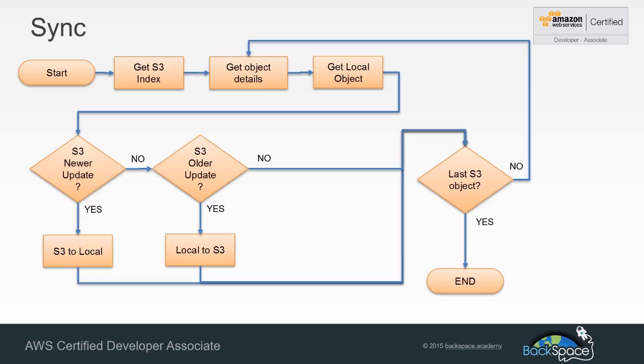If the S3 is a newer update, then we're going to transfer the object from S3 and copy that to local storage. If the S3 is an older update, then we're going to copy the local object to Amazon S3. And if it's neither, then we just keep going back around until we go through the entire list, until we get to the last S3 object on that list, and then we finish.